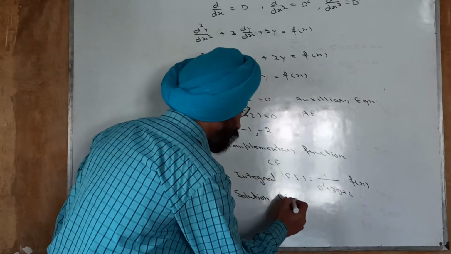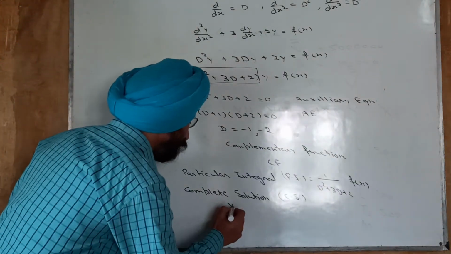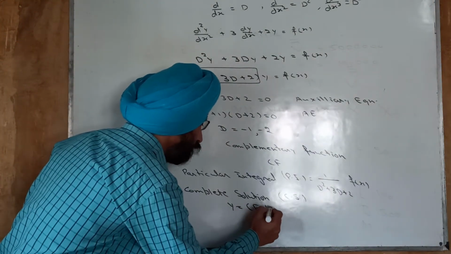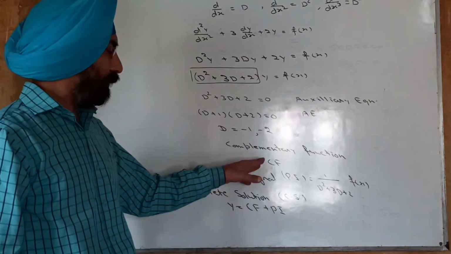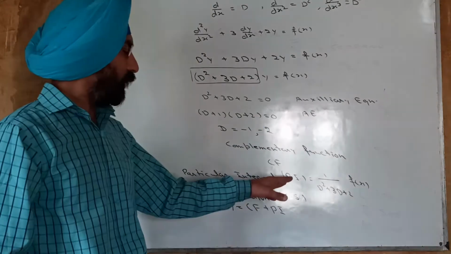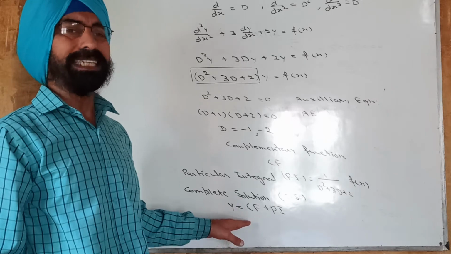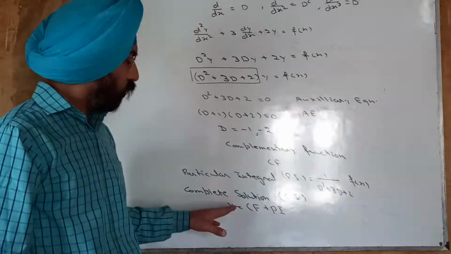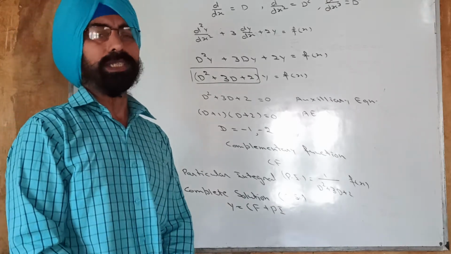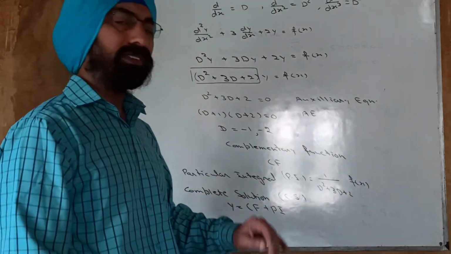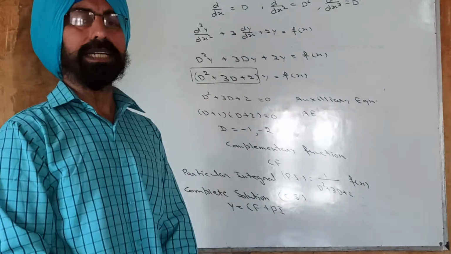After obtaining the complementary function and particular integral, the complete solution, in short CS, will be given by y = CF + PI. That means CF will be a part of the final solution, and the particular integral PI will be the other part of the solution of the differential equation. Now the question is how to find CF and how to find PI. We will take this step by step.